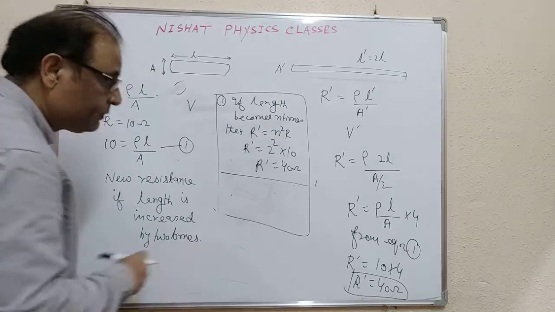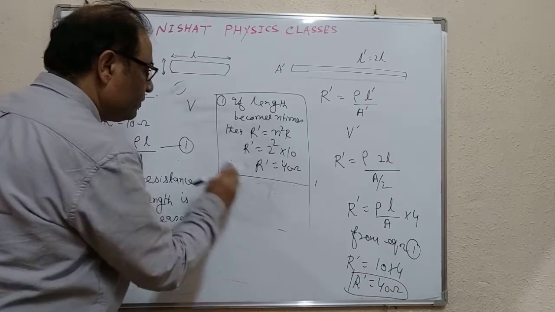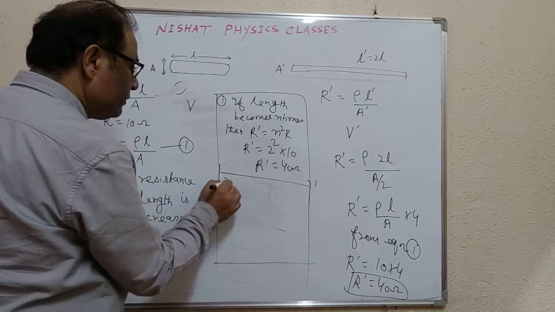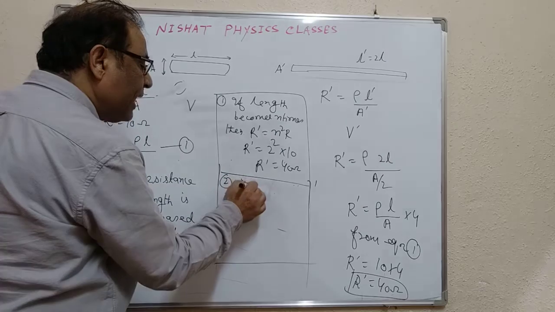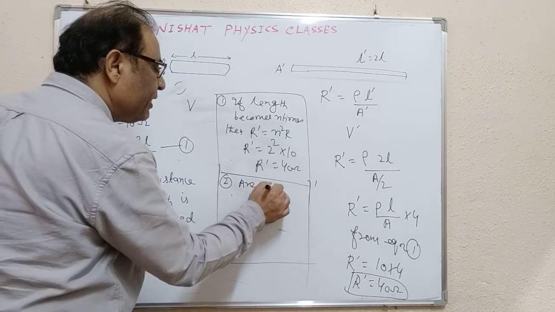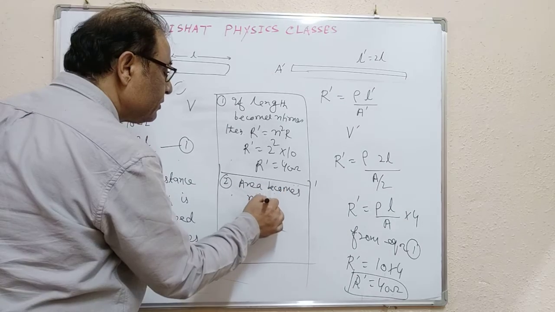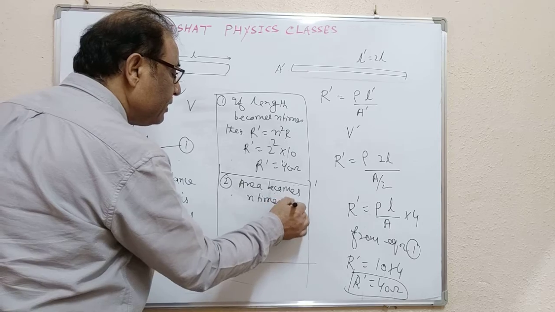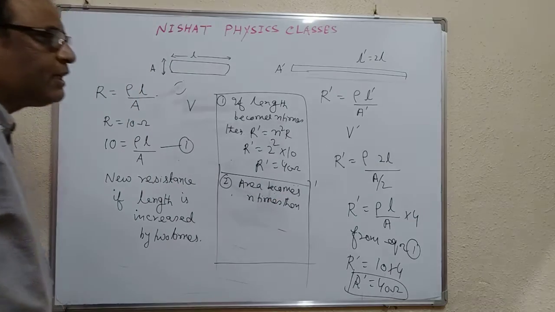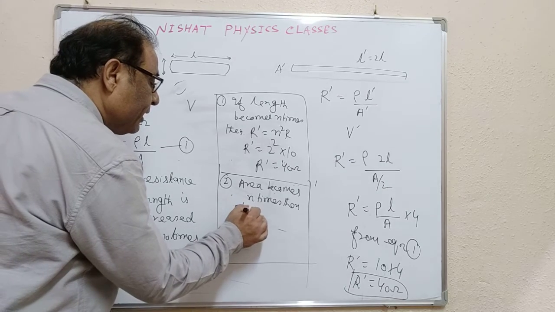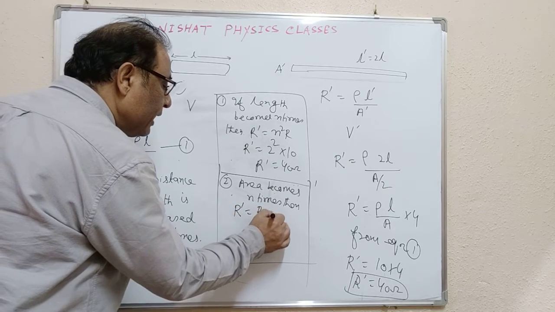In this way you can get R dash equal to 40 ohm. Now second, if the cross section area becomes n times, then you know that definitely resistance will decrease. So in this case resistance decreases to R upon n square.